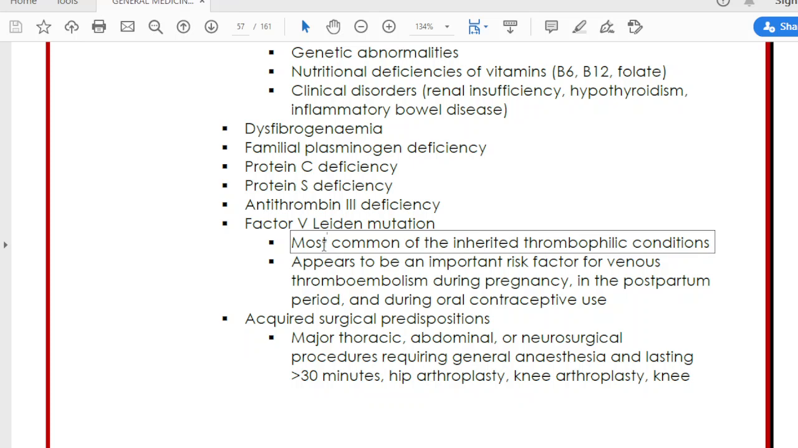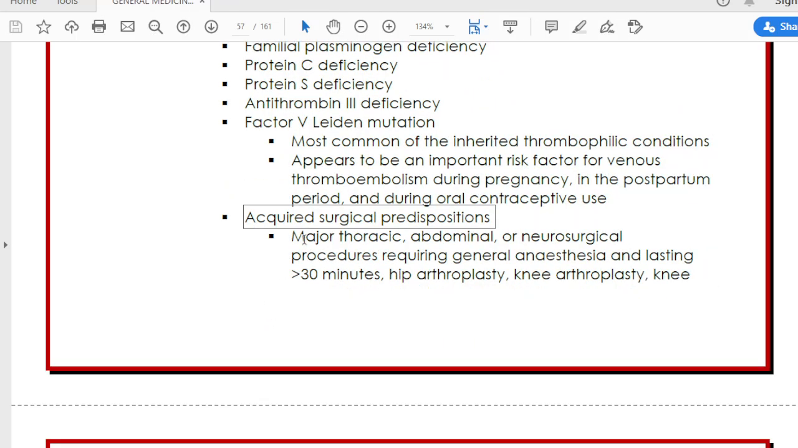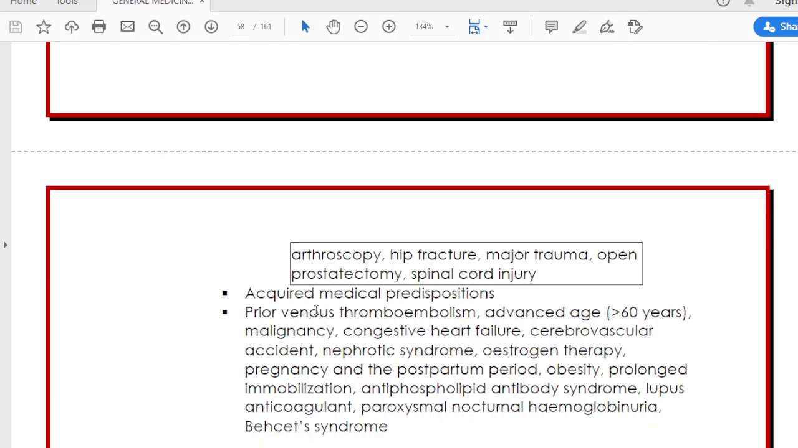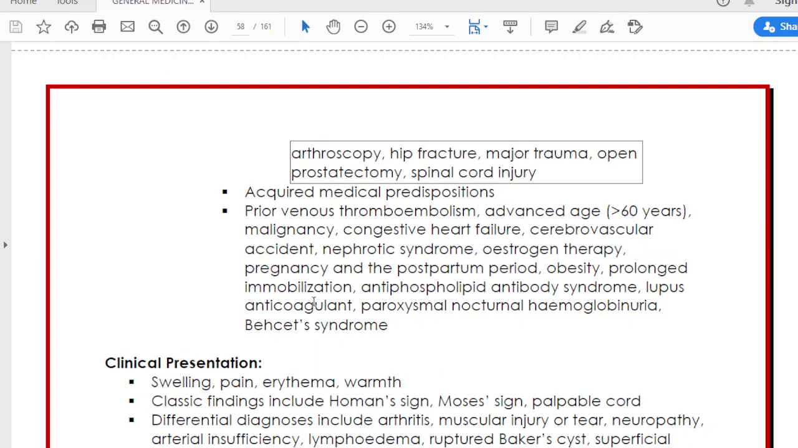Most common of the inherited thrombophilic conditions. Appears to be an important risk factor for venous thromboembolism during pregnancy, in the postpartum period, and during oral contraceptive use. Acquired surgical predispositions: major thoracic, abdominal, or neurosurgical procedures requiring general anesthesia and lasting >30 minutes, hip arthroplasty, knee arthroplasty, knee arthroscopy, hip fracture, major trauma, open prostatectomy, spinal cord injury.